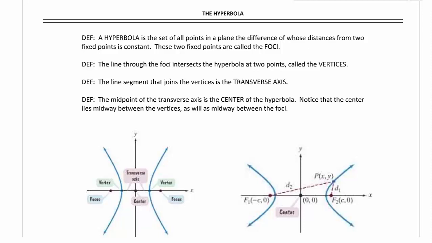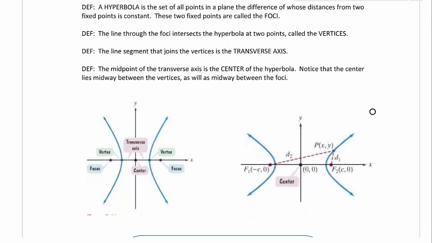To try to give you a visual of a hyperbola in real life, a cooling tower at a nuclear power plant is hyperbolic in shape. The line through the foci intersects the hyperbola at 2 points. These points are called the vertices of the hyperbola.